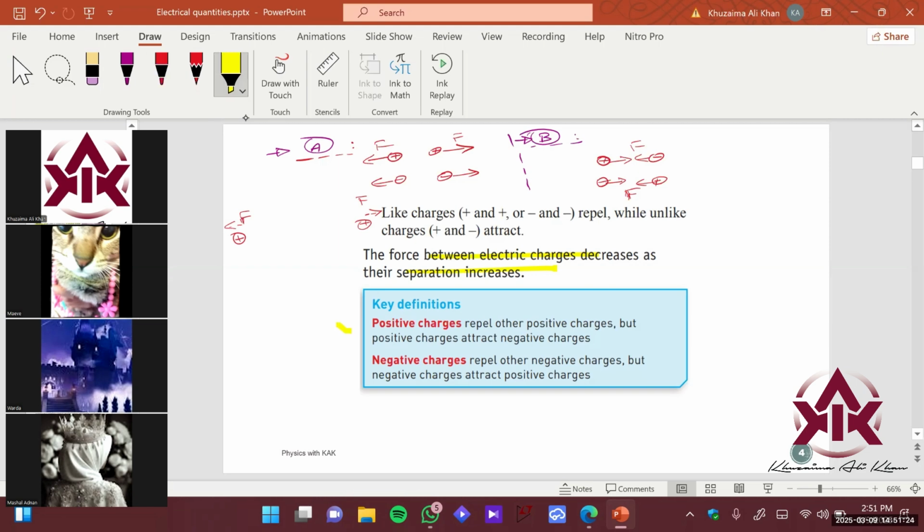So let's see the summary here. Positive charges repel positive charges, but attract negative charges. Negative charges repel negative charges, but attract positive charges. So the summary is that like charges repel and unlike charges attract. This is the summary you should know about charges. So we have two charges in your electricity chapter: a positive and a negative charge.